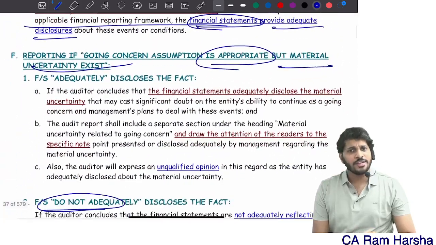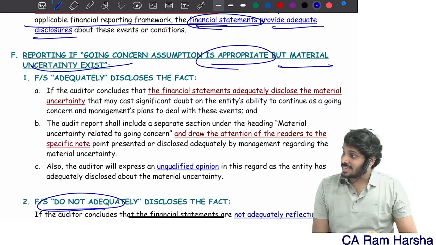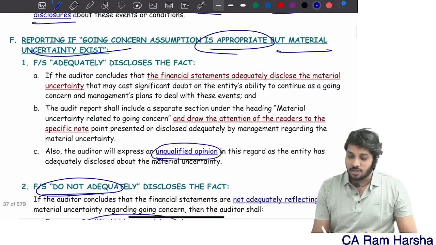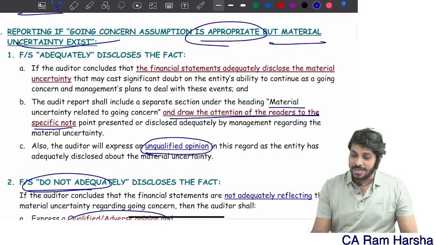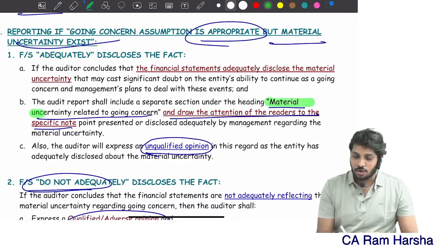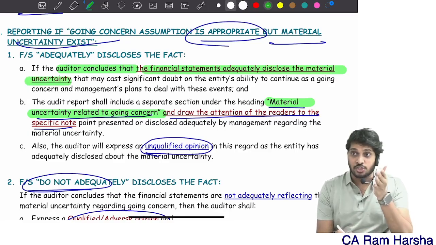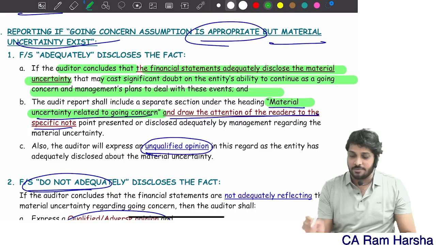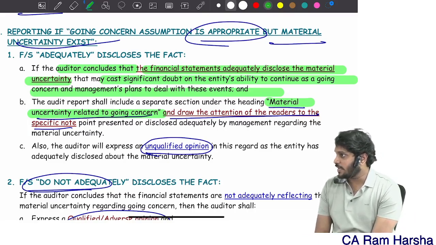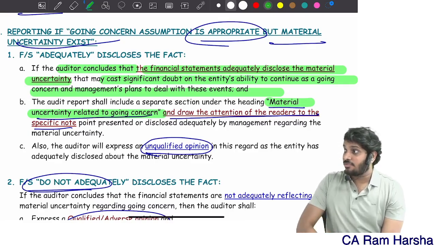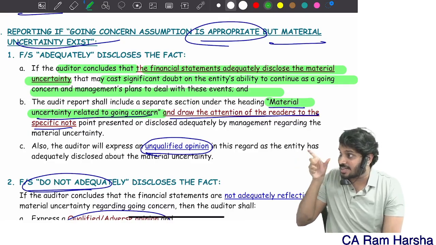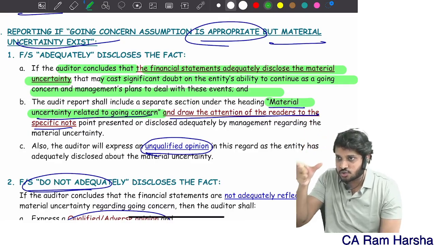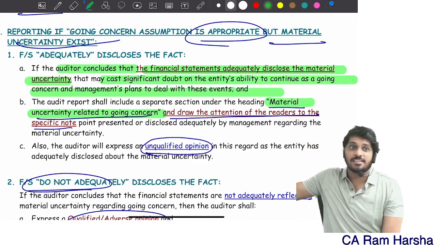Suppose going concern is there, material uncertainty is there, like Air India. Which opinion will the auditor give? Unqualified opinion, and draw the readers' attention to the specific note with a heading called material uncertainty related to going concern. This is done if the auditor concluded that the financial statements adequately disclose the material uncertainty that may cast significant doubt on the entity's ability to continue as a going concern. Management should also disclose clearly that the entity may not be able to realize its assets and discharge its liabilities in the ordinary course of business. That fact must also be disclosed clearly. If everything is disclosed clearly like this, then I will give an unqualified opinion and highlight that point in the audit report.